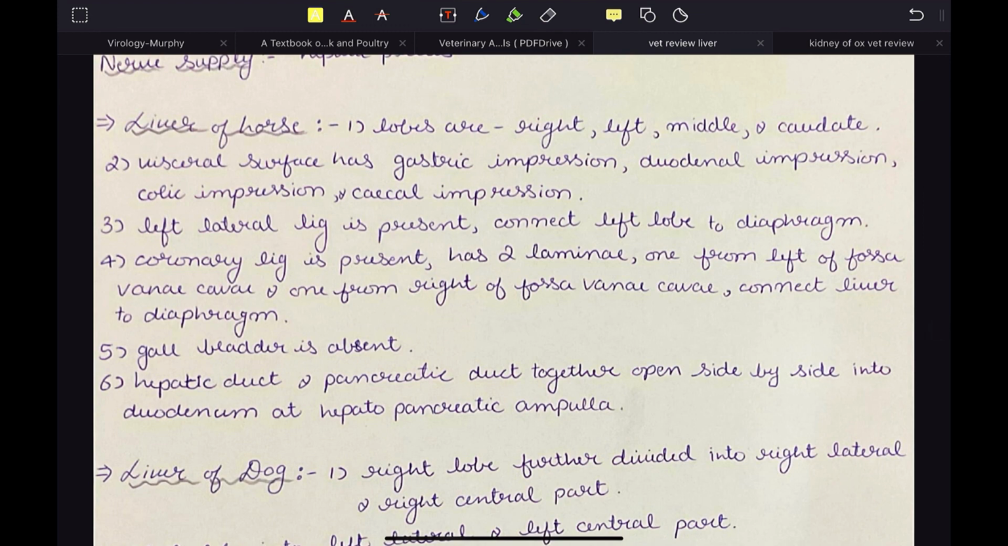These are not very important points because whether you can see these impressions or not depends on how you have preserved the specimen. If you have fixed the specimen as it is, the entire animal is fixed, and then you do the dissection and remove the liver, then you can see these impressions. But if you just take the liver from the cadaver and then fix it, you will not see these impressions. So they are not very useful, but good to know. Lobes are definitely important, especially the left lobe.